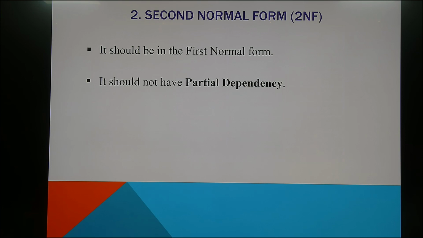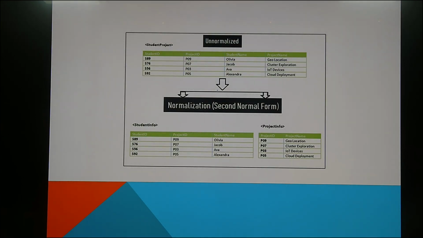Second normal form: it should always satisfy the first normal form. The table should have atomic values, that is, only single-value attributes, not multiple-value attributes. And the second thing in second normal form is that it should not have partial dependency. Partial dependency means a non-key column depends on only a part of the primary key. So in second normal form, we are going to remove all partial dependencies, and we have to satisfy the first normal form. From this table, we have taken 3 columns.